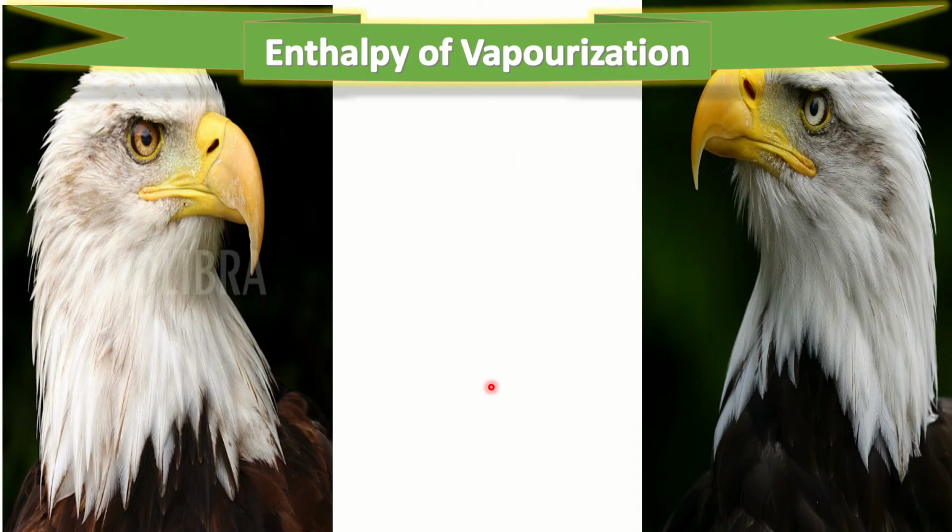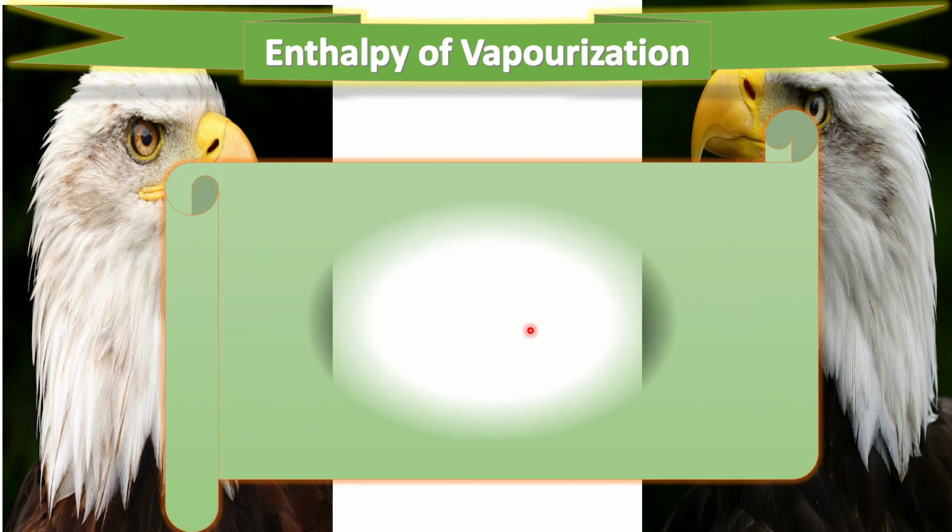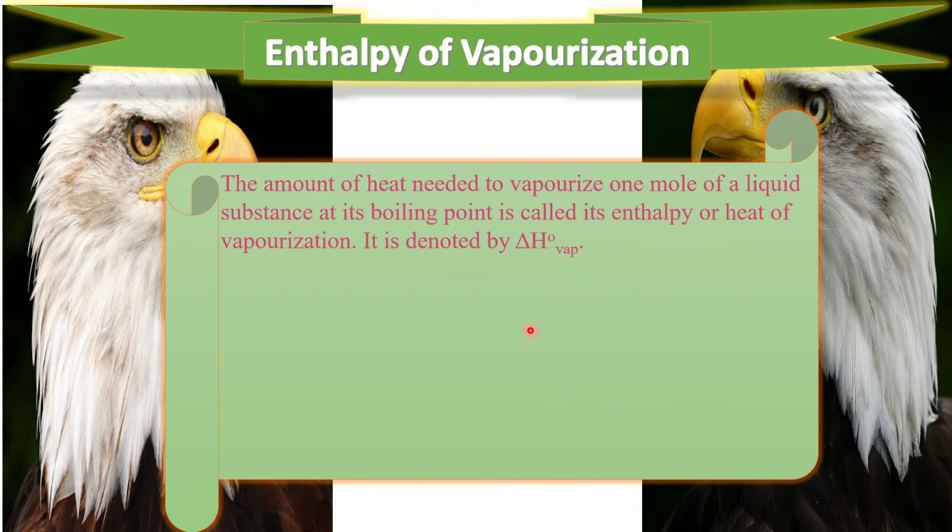Now, enthalpy of vaporization. You know what vaporization is? Vaporization is a process where liquid matter converts from liquid to gas. So, what is enthalpy of vaporization? How is liquid matter converted from liquid to gas? By absorbing some amount of heat energy. This heat energy that is absorbed by a liquid matter is called enthalpy of vaporization. But here also there is a condition that 1 mole of liquid matter absorbs this amount of energy.